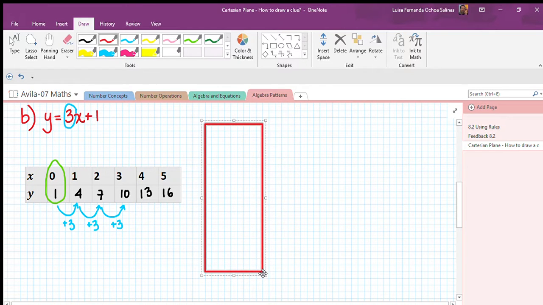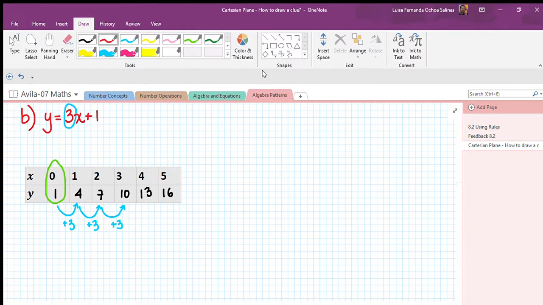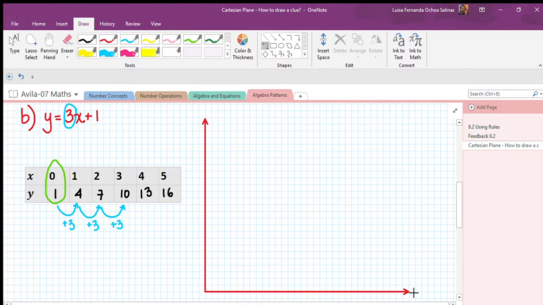Not a box. Sorry, girls, for some reason I can't pause when I'm recording, so you have to just be careful, be patient with me. Okay, I'm going to do it up to here.